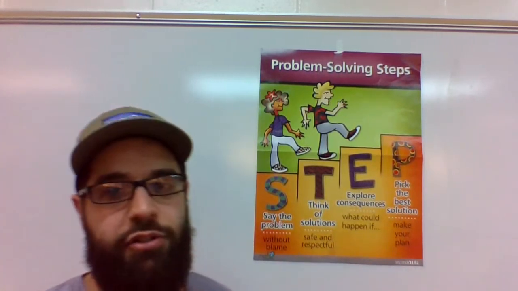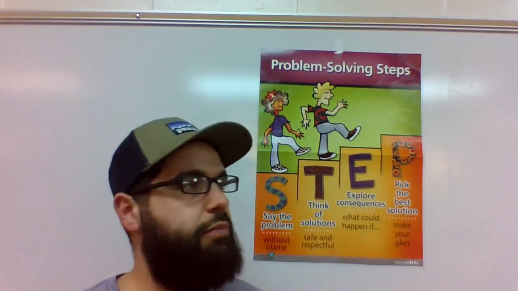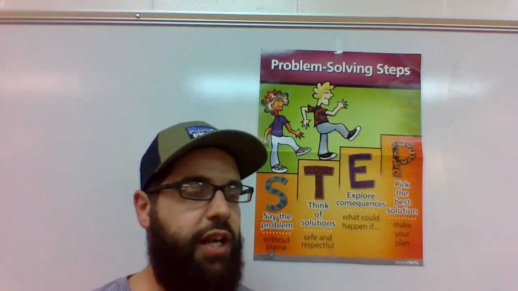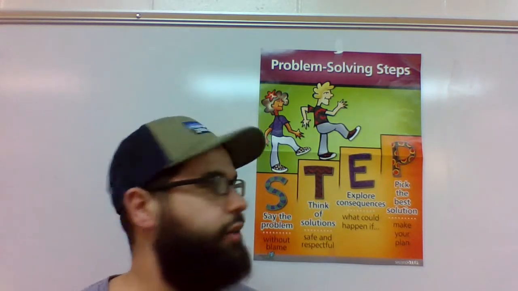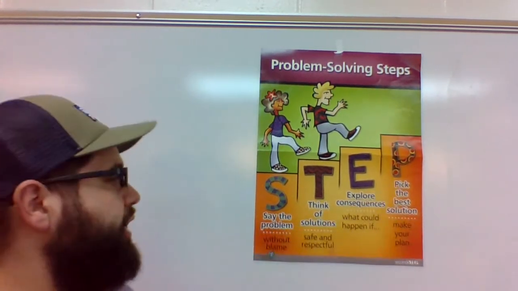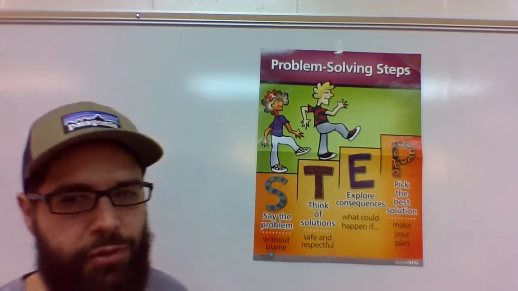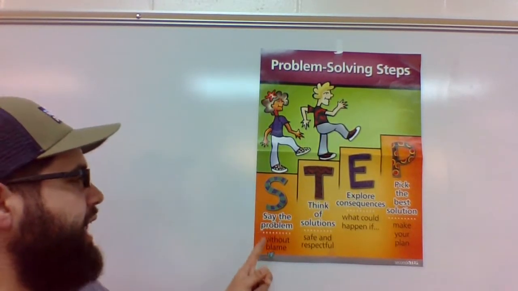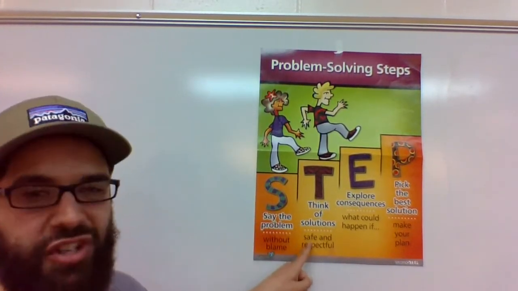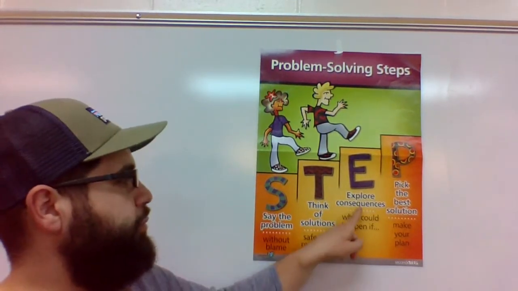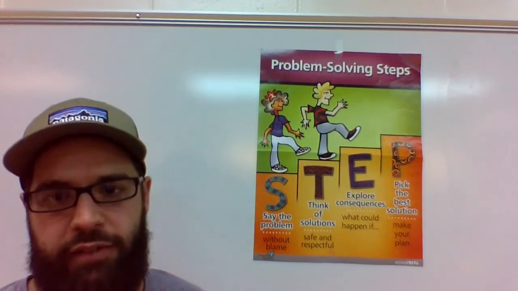The last step is picking a solution. We have to pick one that works for both people. So hopefully, if you do the timer, your brother or sister or friend will say, okay, I get 5 minutes and I'll play, and when the 5 minutes goes off, then you get a turn. That's the simple way to walk through the problem solving steps, STEP, from the Second Step social skills curriculum. It's a really helpful process for saying the problem without blaming other people, thinking of solutions that are safe and respectful for both people, exploring consequences, what could happen if I pick that, then picking the best solution, and making a plan for how you're going to use it.